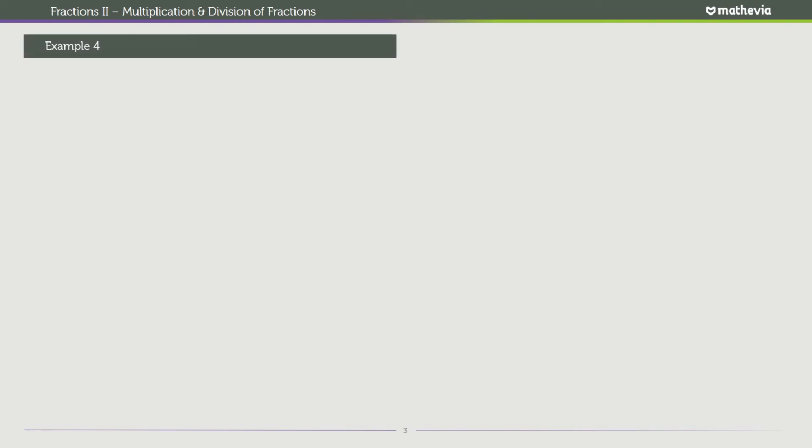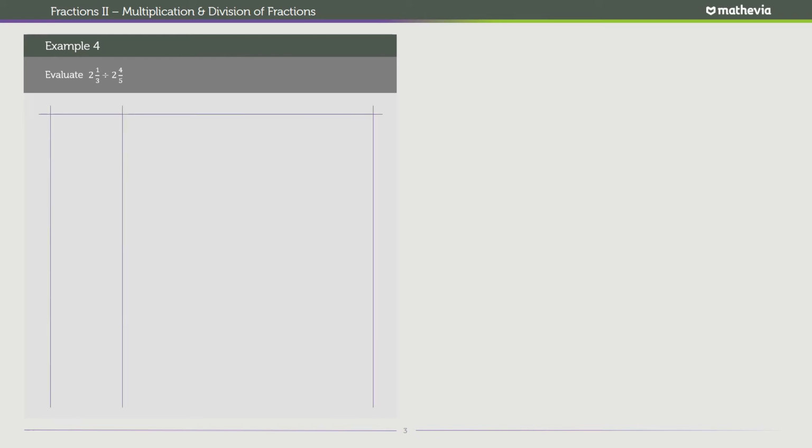Now example 4. Example 4 says evaluate 2 and 1 over 3 divided by 2 and 4 over 5. So we have mixed numbers and we're looking to divide. Quite simply, we just convert these to improper fractions. Once we've done that, next we change division to multiplication, and the second you do that, you flip the fraction on the right. So 14 over 5 becomes 5 over 14.